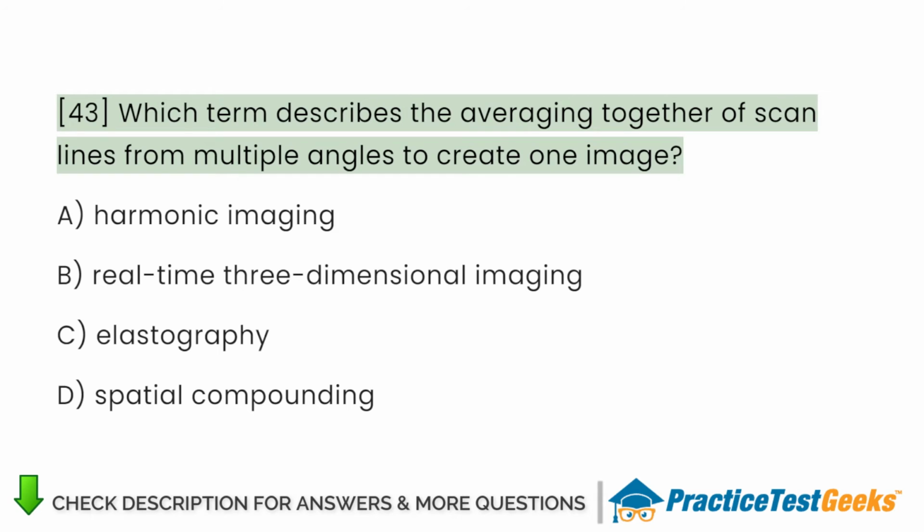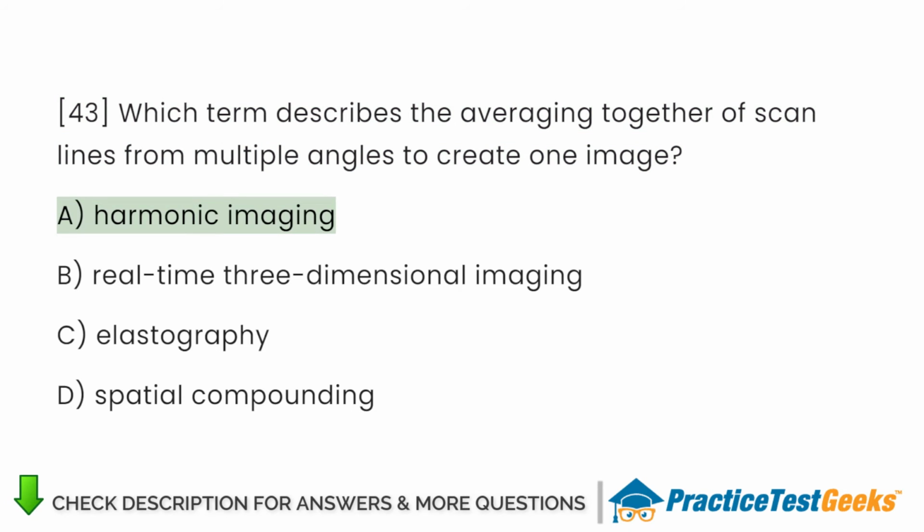Which term describes the averaging together of scan lines from multiple angles to create one image? A. Harmonic imaging. B. Real-time three-dimensional imaging. C. Elastography. D. Spatial compounding.